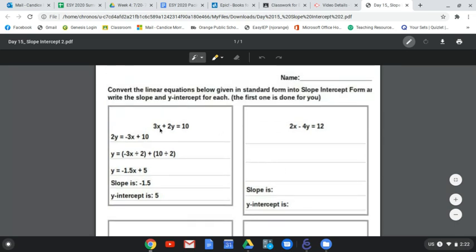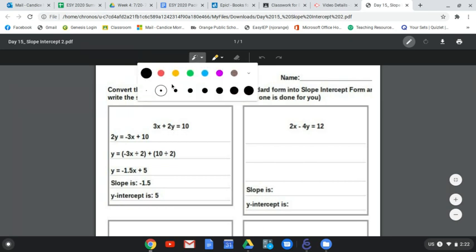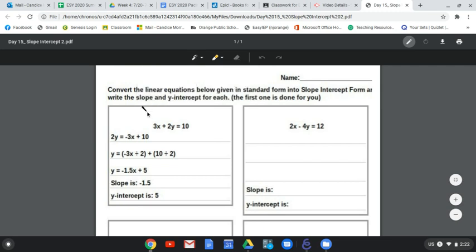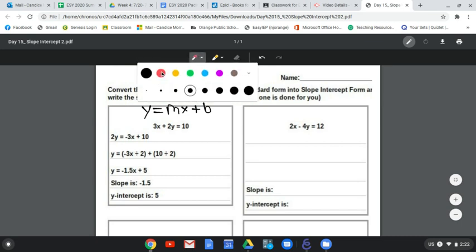So as you can see right now, this one says 3x plus 2y equals 10. We obviously know that is not in slope-intercept form. That is just a regular equation, so we know that slope-intercept form is going to be y equals mx plus b, where m is for slope and b is the y-intercept. So m for slope, b for y-intercept. All right, so this is obviously not in that, so we need to change it. So I'm going to use a different color to show you how to do that.